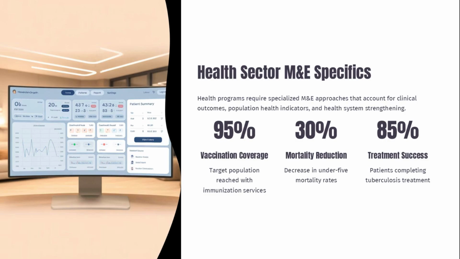Health programs require specialized M&E approaches that account for clinical outcomes, population health indicators, and health system strengthening. Key metrics include vaccination coverage, mortality reduction, and treatment success, which are crucial for evaluating the effectiveness of health interventions.